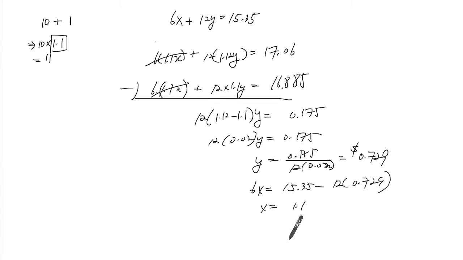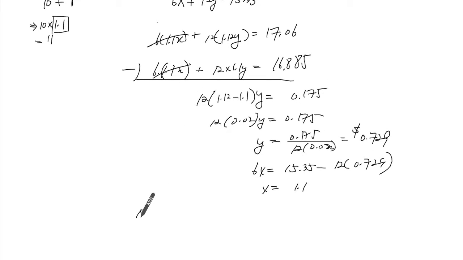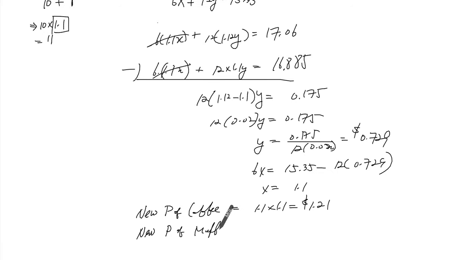We get 1.1. So the new price of coffee is going to be 1.1 times 1.1, which is 1.21, so $1.21. And the new price of the muffin is going to be 0.729 times, what was it, 1.12. To a cent, we get 82 cents for that.